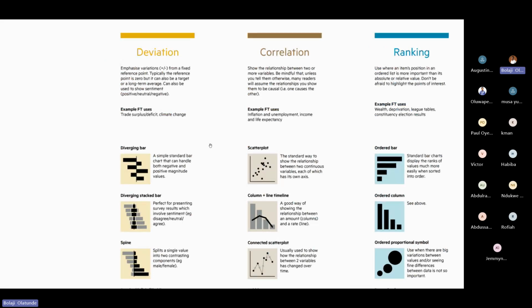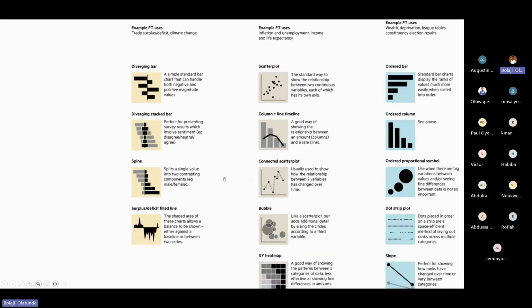Emphasize variations from a fixed reference point. Typically, the reference point is zero, but it can also be a target or a long-term average. So you are trying to visualize deviation. What options do you have to visualize deviation? Now we can see diverging bar, diverging stacked bar, spine, surplus or deficit filled line.